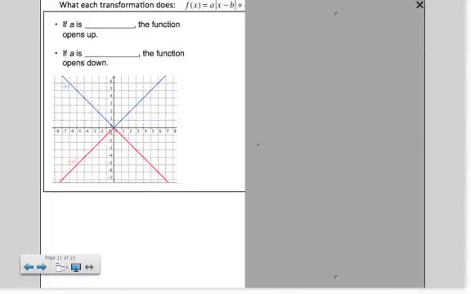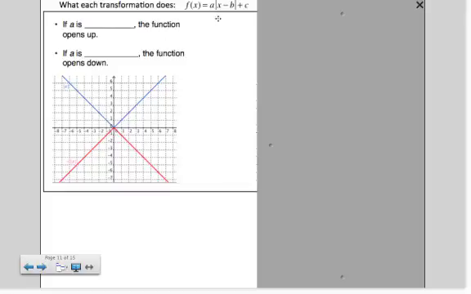Let's talk about what each transformation does of f of x equals a times the absolute value of x minus b plus c. Well, if a is positive, okay, the function opens up. So here I've graphed the parent function. The blue line is going to be the parent function. So here we have the absolute value of x. All right, 0, 0, 1, 1, 2, 2. Let's see, we've got -1, 1, -2, 2, -3, 3. That's the absolute value of x.